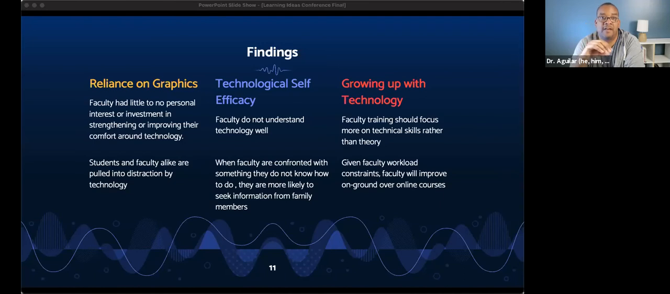So some of our findings, we talk about the classroom, but it goes outside the classroom in other ways that you interact and teach students outside the classroom time.